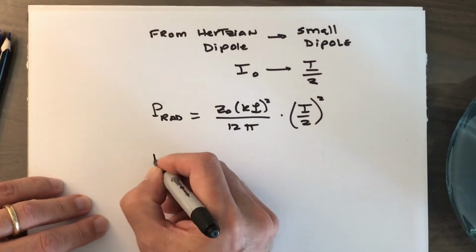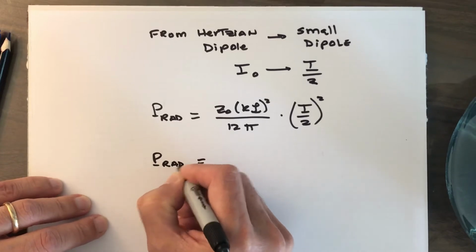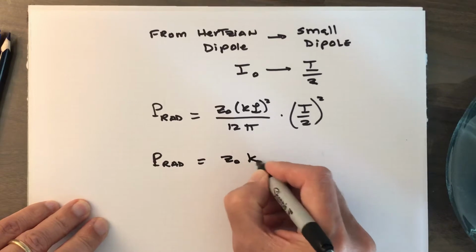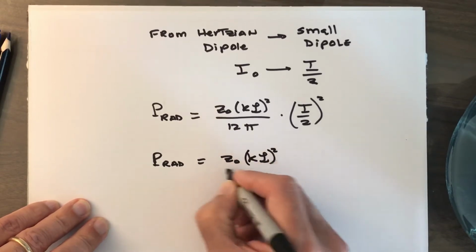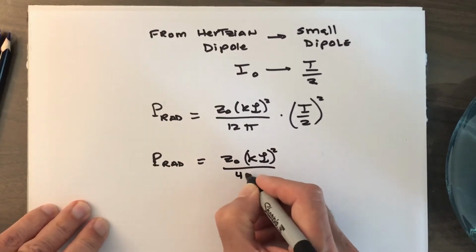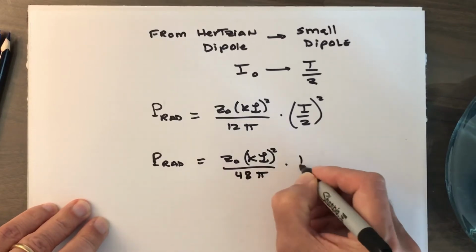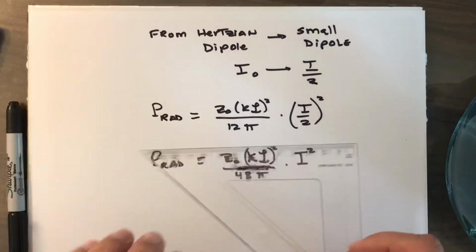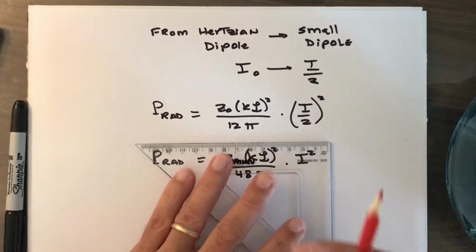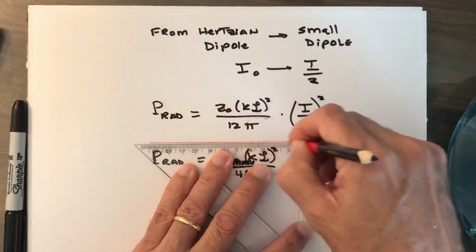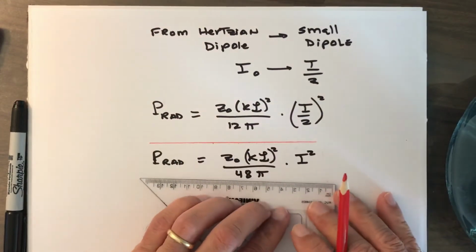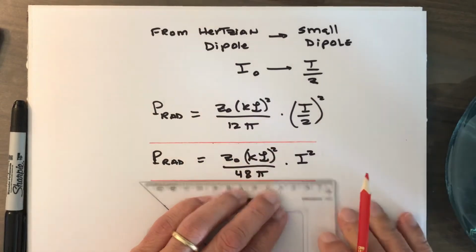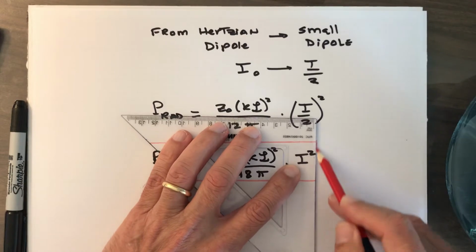And P radiative, or radiation, equals Z naught K L squared over 48 pi times I squared. Similarly, you can get the expression for the electric field for the small dipole. Like we said, you divide by 2 because you're taking the current divided by 2, the average current. And then the magnetic field and the Poynting vector can also be obtained in this way.